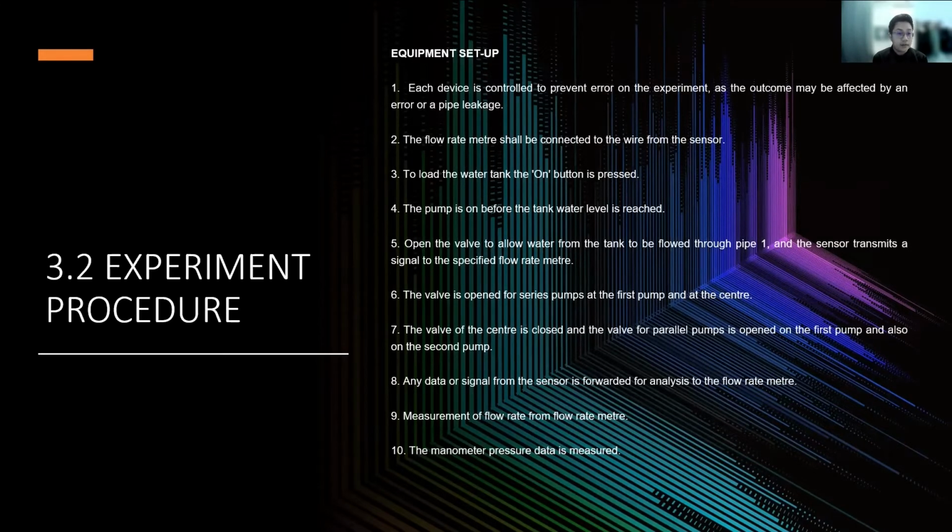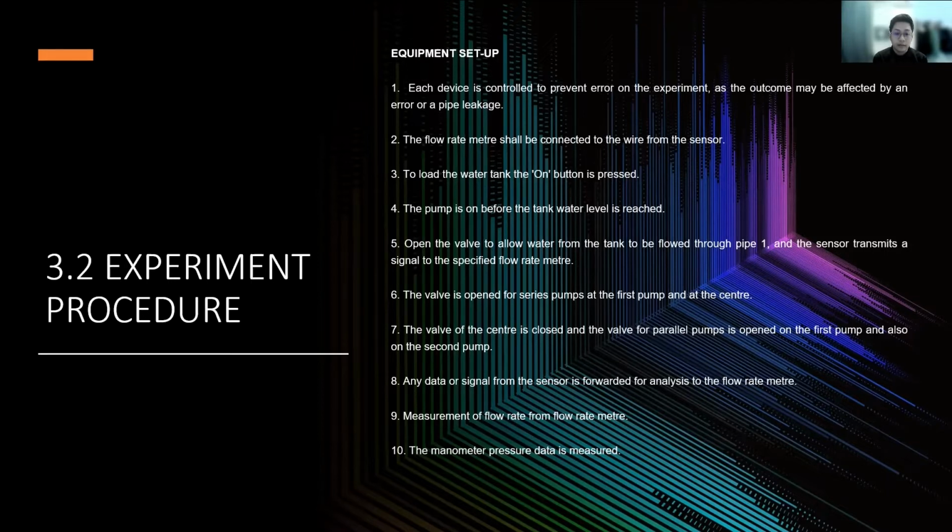Experiment setup. Each device is checked to prevent errors in the experiment, as the outcome may be affected by errors such as pipe leakage. The flow rate meter shall be connected to the wire from the sensor. To fill the water tank, the on button is pressed. The pump is turned on before the tank water level is reached. Fifth, open the valve to allow water from the tank to flow through pipe 1, and the sensor transmits a signal to the flow rate meter.